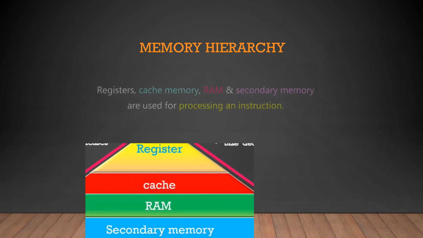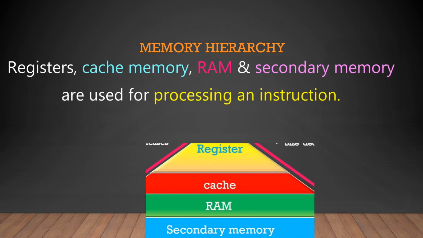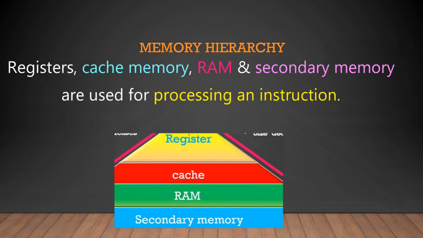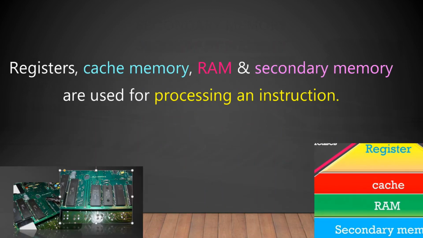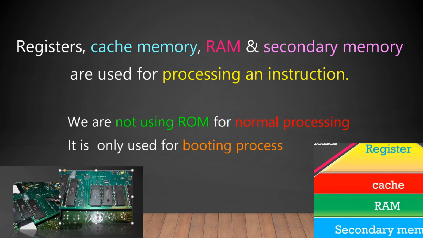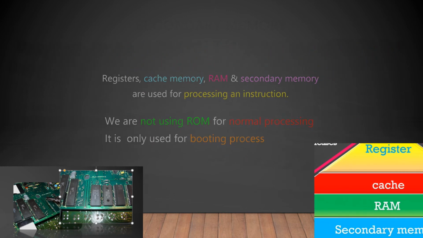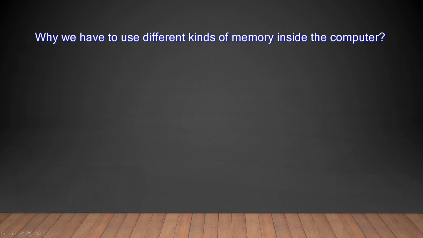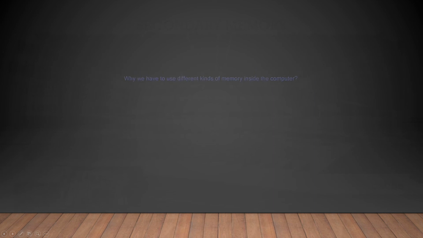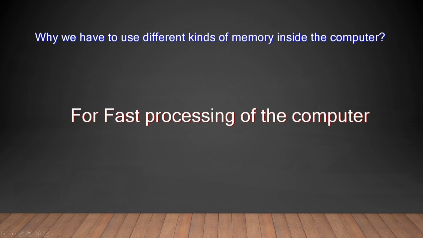Registers, cache memory, RAM and secondary memory are used for processing an instruction. We are not using ROM for normal processing. It is only used for booting process. Why do we have to use different kinds of memory inside the computer? For fast processing of the computer.